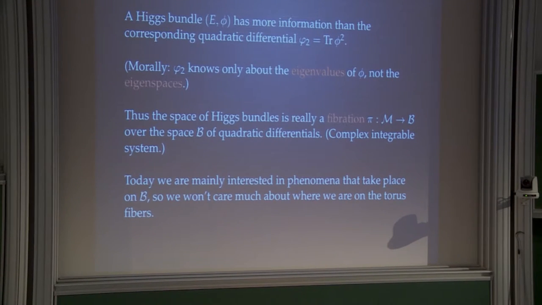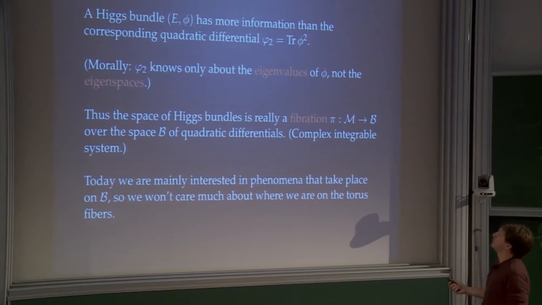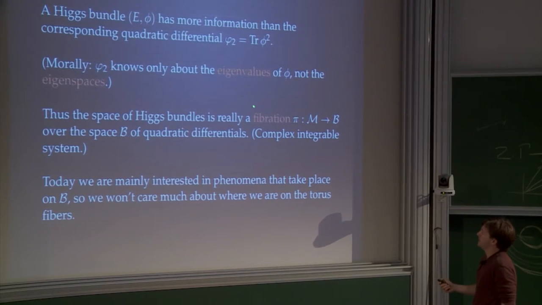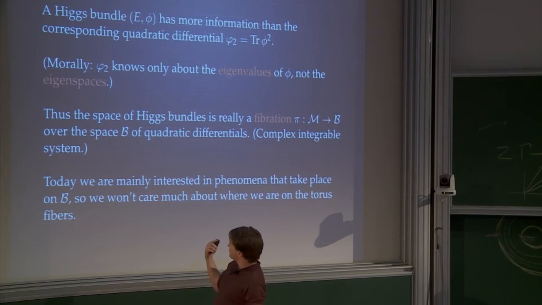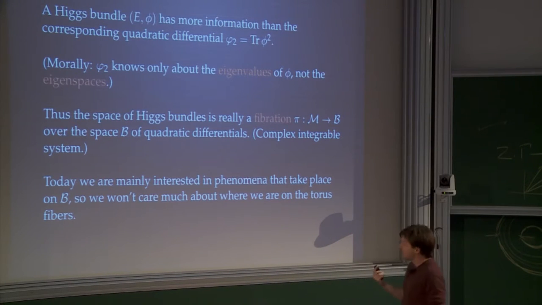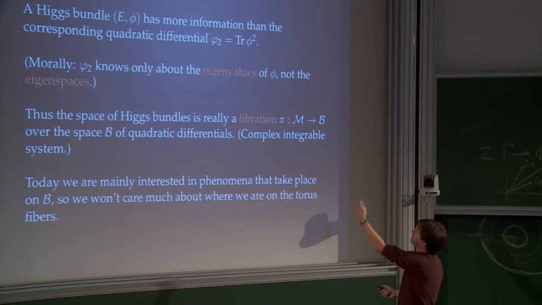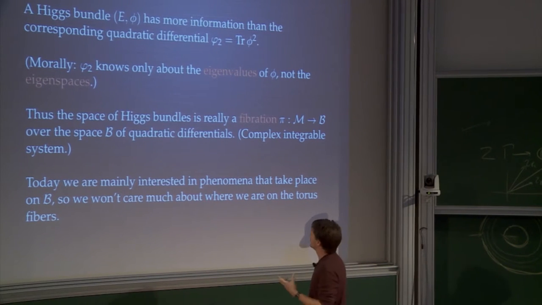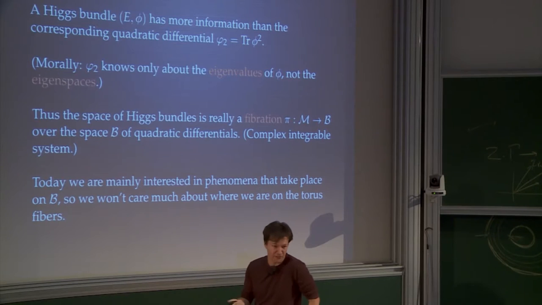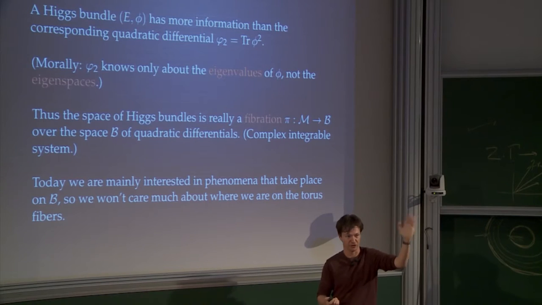The Higgs bundle has a little bit more information than the quadratic differential. Morally speaking, the quadratic differential only knew about the eigenvalues, and now we're introducing this phi, so it not only has eigenvalues, but it has eigenspaces. And so the space of Higgs bundles is not just equal to the space of quadratic differentials, but rather it's a fibration over the space of quadratic differentials. By passing from phi to its trace squared, I forget a little bit of information. One way of saying the information that I forget is I forget the eigenspaces. The eigenspaces form a line bundle over the spectral curve.